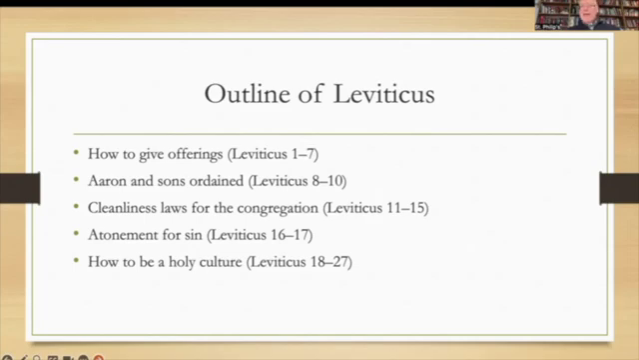Chapters 1 through 7 are how to give offerings. In 8 through 10, we have Aaron and his sons ordained as priests. And then 11 through 15, there are purity and cleanliness laws for the congregation. In 16 to 17, we get really the first description of what later becomes a really important theological concept of atonement. So what happens when you sin, when you're ritually impure, you have to be made right, and you do that through sacrifice. And so that becomes a hallmark of Jewish theology and later on of Christian theology as well.